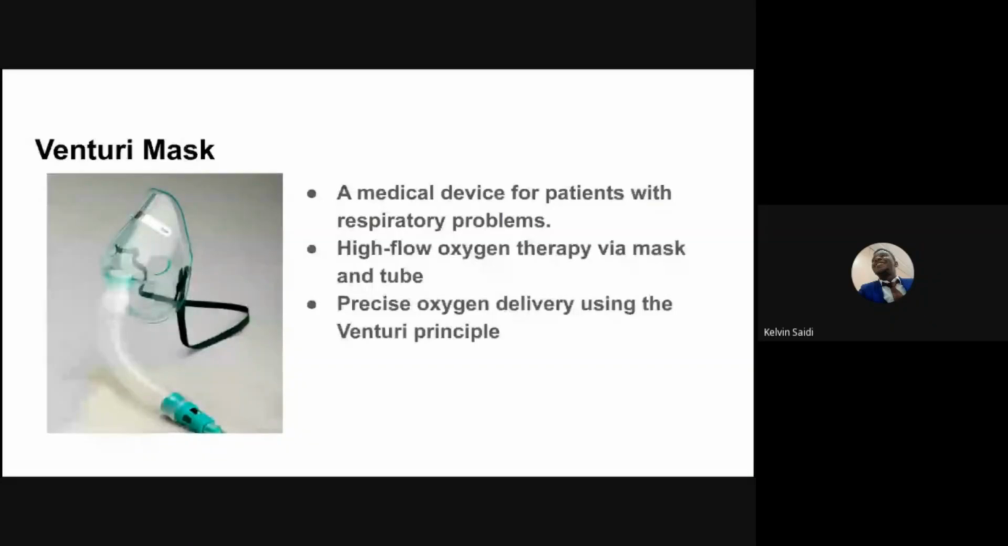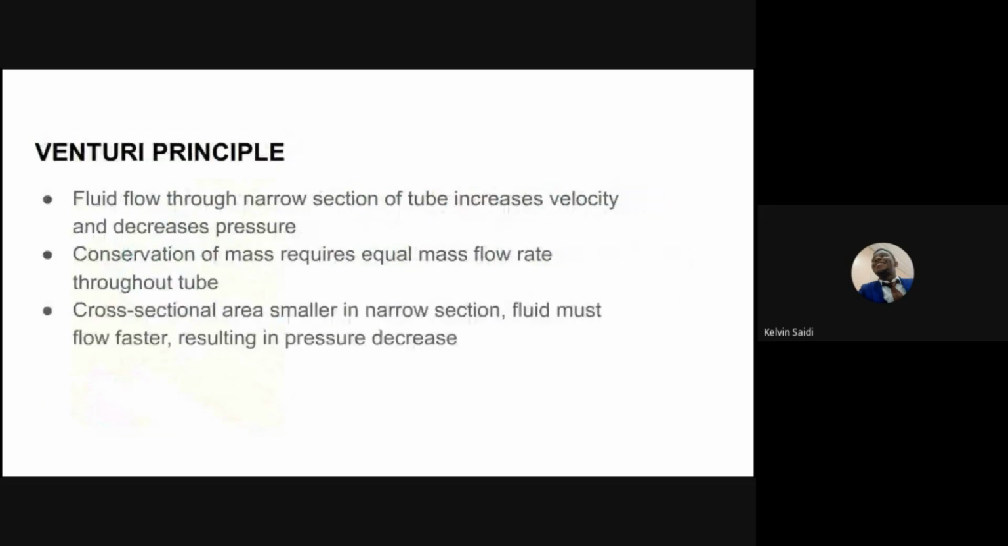To explain more on the Venturi effect, as I already mentioned earlier, the Venturi masks are a type of oxygen delivery system that uses a Venturi principle in order to deliver a precise and controlled amount of oxygen to the patient. So according to the Venturi principle, when a fluid, in our case a gas, flows through a narrow section of a tube, the velocity of this fluid increases while the pressure decreases.